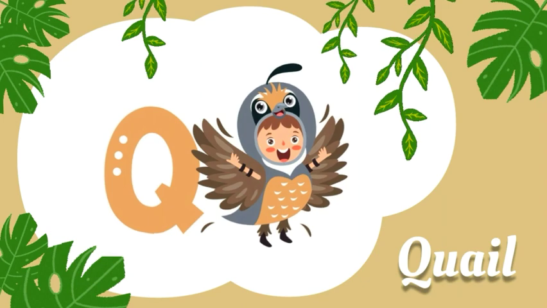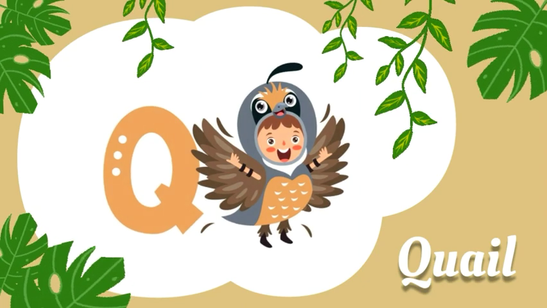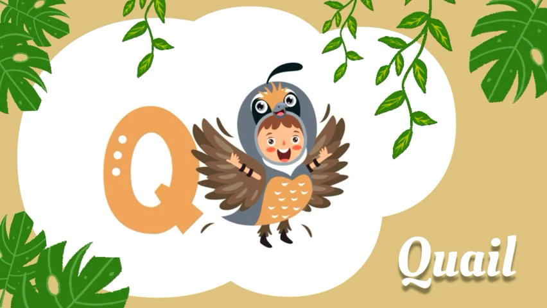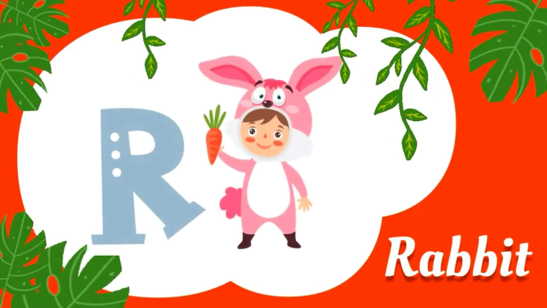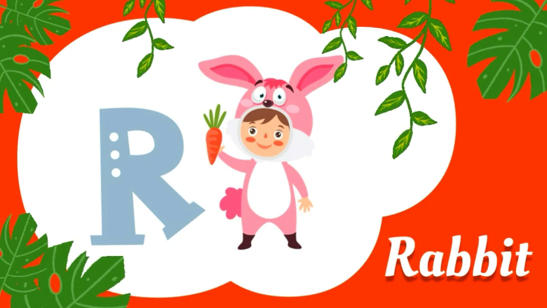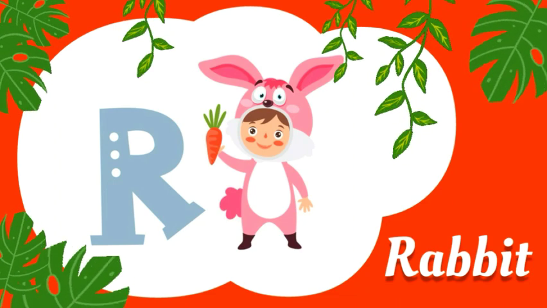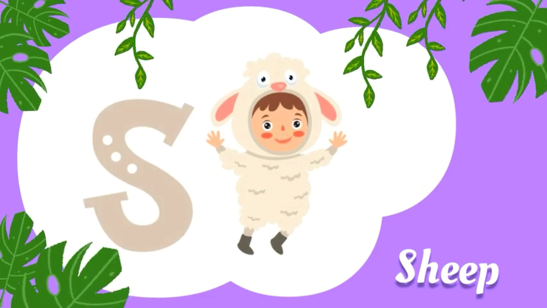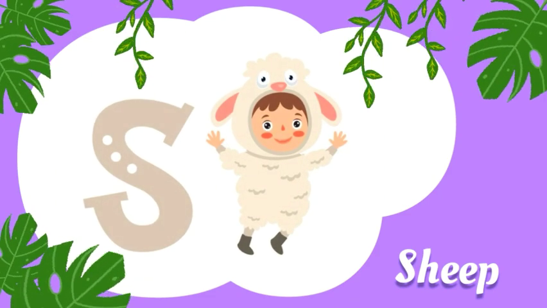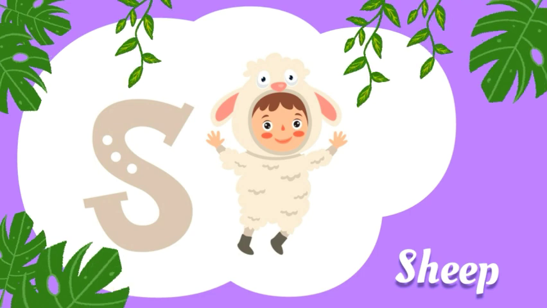Q is for quail. Qua qua, quail. R is for rabbit. Ra ra, rabbit. S is for sheep. Sa, sheep.